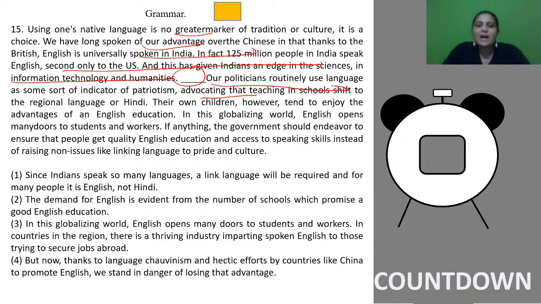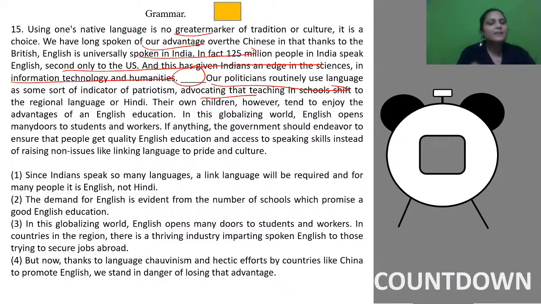So the person who's written the passage says that in the globalizing world, English has opened many doors for us. And if any government wants to endeavor to do something, they should make it a point that people get good speaking skills, which is still rare, and they should not link language to pride or culture. The reason why we see English as a pride and culture is because of the colonial mindset. We felt that they were superior to us because they knew this language and we didn't. So it's just a matter of convenience that most of the science and technology work or the humanities work is being done in those countries. So we'll need to speak their languages, and as we become more powerful, maybe they'll start using ours. But given the current scenario, I think it is there to remain for a certain amount of time.